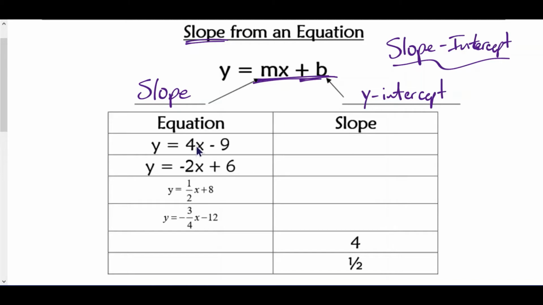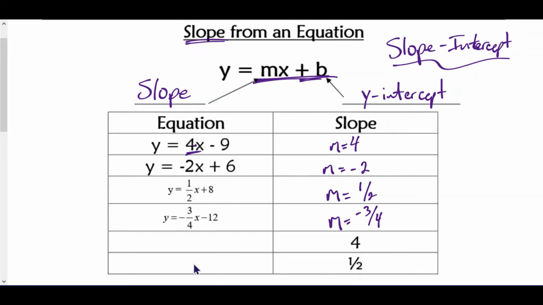So the slope is really just the number that's being multiplied times the x. So when we're given an equation, it really is just that coefficient there that's being multiplied by x. So our slope here, or m, is 4. Here, our slope is -2. Here, the slope is a fraction of 1/2. Here, again, it's a fraction. It's -3/4.